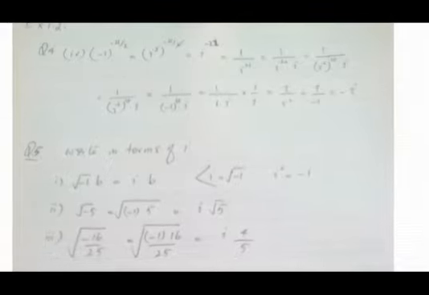Question number 5 is objective. Square root of minus 1 is equal to iota, and then minus 5 can be written as iota square root 5, minus 16 over 25. Square root of minus 1 is iota, square root of 16 is 4, and square root of 25 is 5.